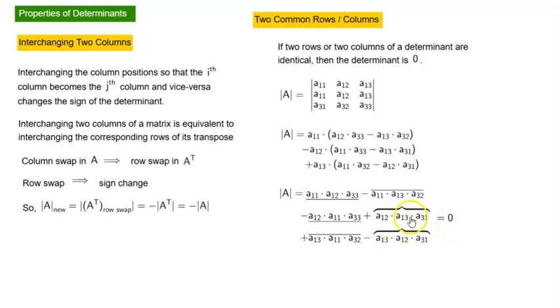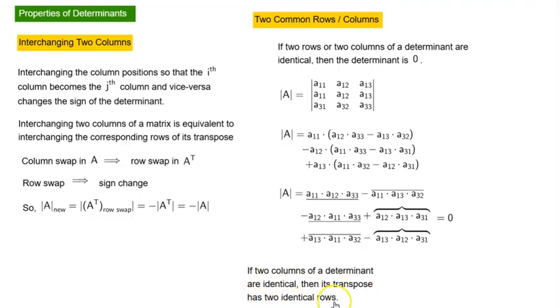0. So if two columns of a determinant are identical, then its transpose has two identical rows. And just now we have proved that two identical rows means the determinant is 0. So hence the determinant of the transpose of A is equal to 0. Since determinant of A is equal to determinant of A transpose, it follows that determinant of A is equal to 0 after interchanging the columns.